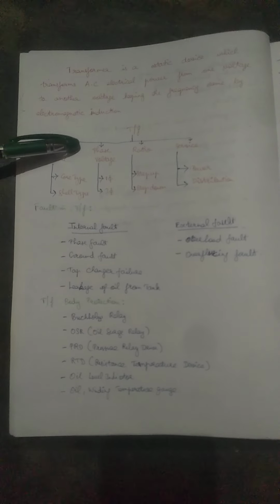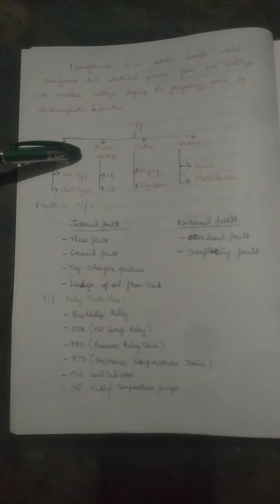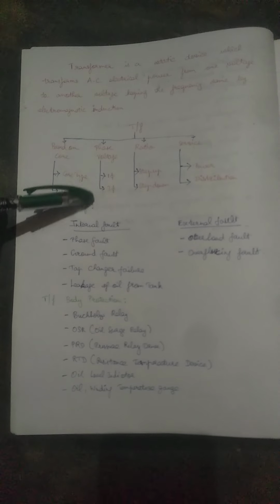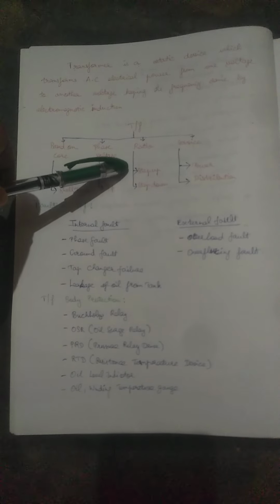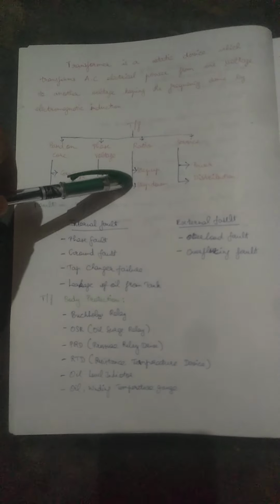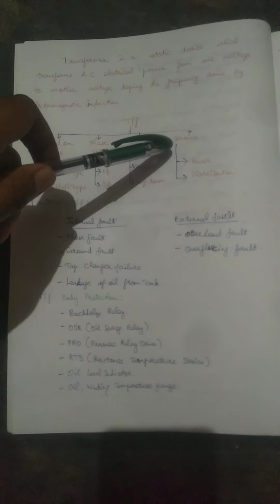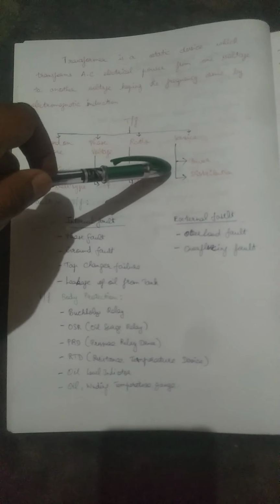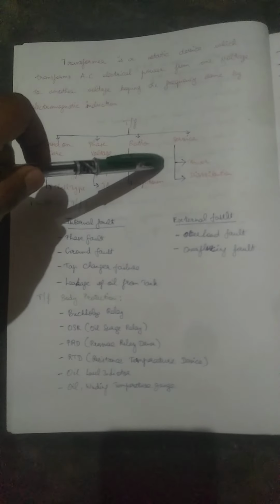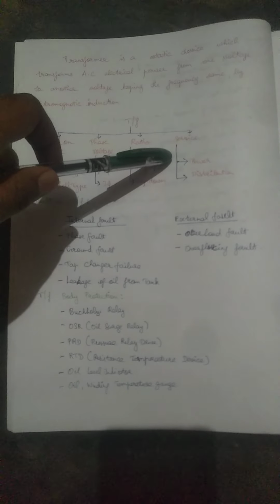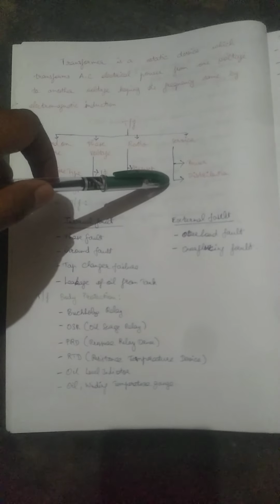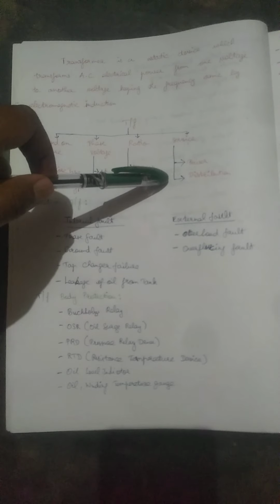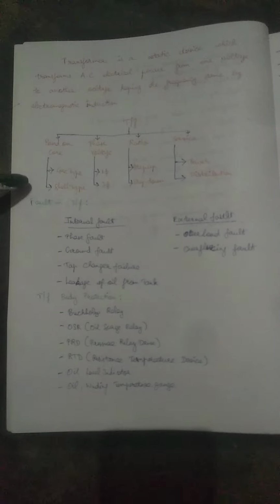Then, based on the phases, it is divided into single phase and three phase. Upon the ratios, it is divided into step up and step down. Upon their service, it is divided into power and distribution transformers. The power transformer will mainly be on the generating side of our stations, and the distribution transformer will be used for auxiliary supplies or even for consumers everywhere. So, these are all the types of transformers.